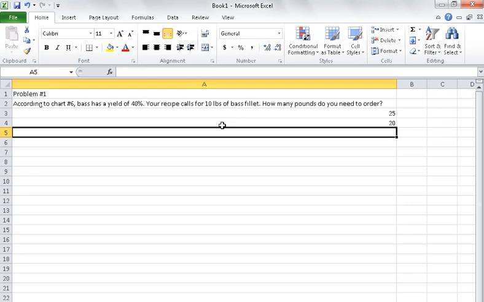You can do this with any ingredient that is in your chart. Like it's in the video.